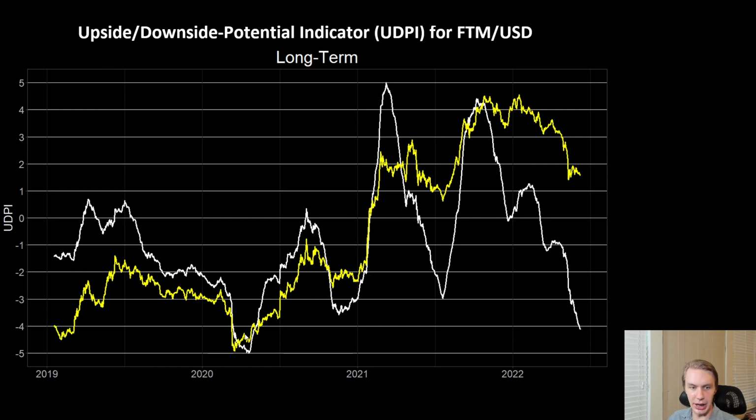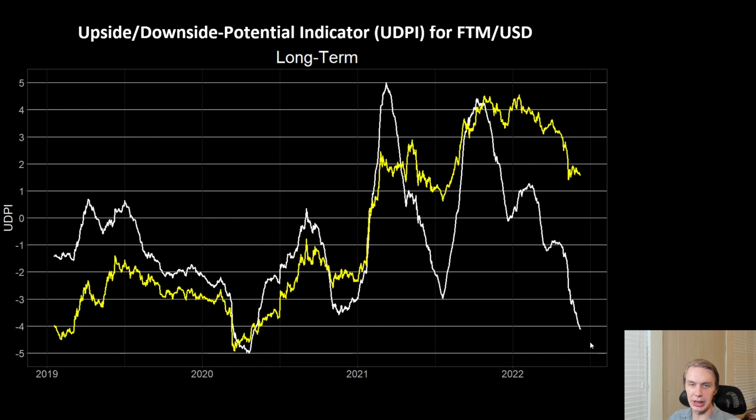We're actually re-entering a zone that's only been seen once before for Fantom on the long-term UDPI, dipping down below -4. This is only the second time in history that's happened, with the first time being the March 2020 crash. Now, what the model is basically saying there is that in its estimation, there's quite a bit more upside potential for Fantom that's realistic than downside potential.